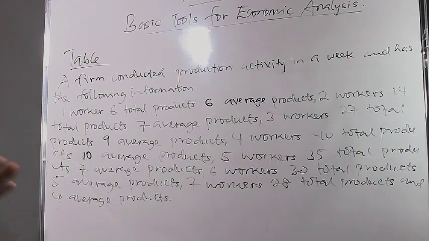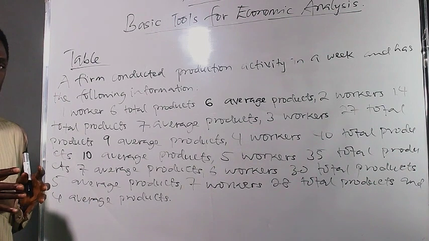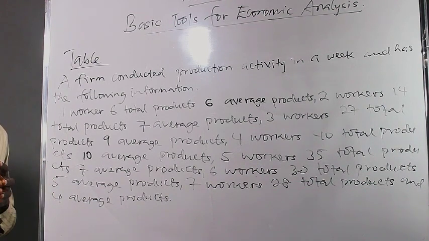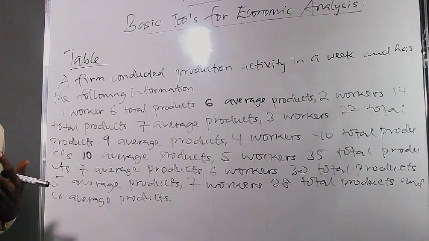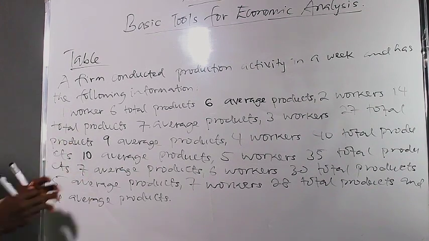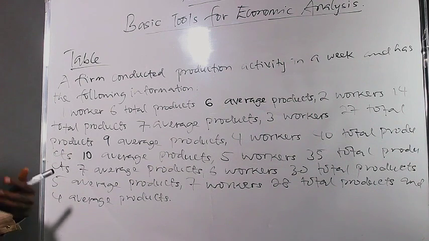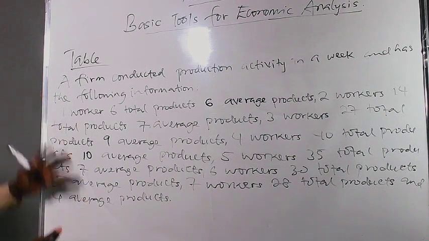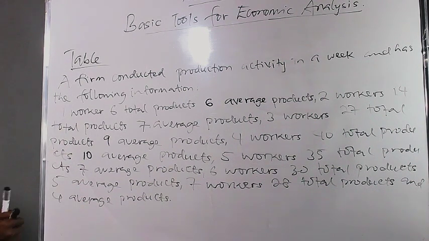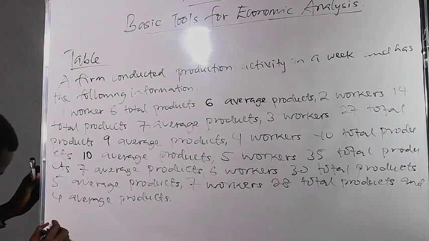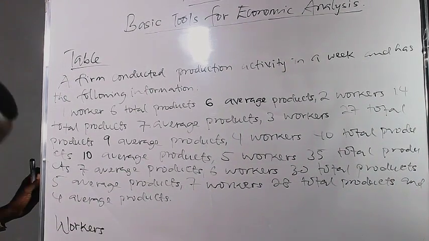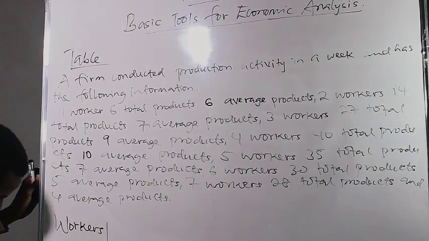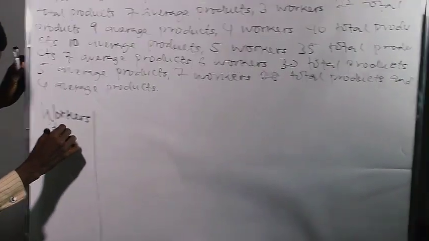But if this information is arranged in a tabular form, then it will give us a very quick understanding about the information that we have here. So let us try to draw the table and see how we can arrange the data in that table. For example, in the first column, we have workers, otherwise known as labor.